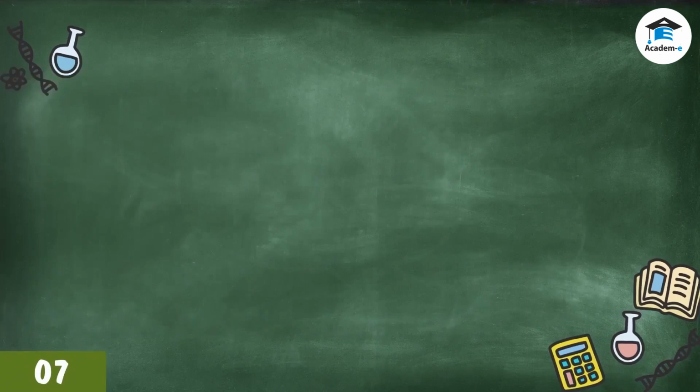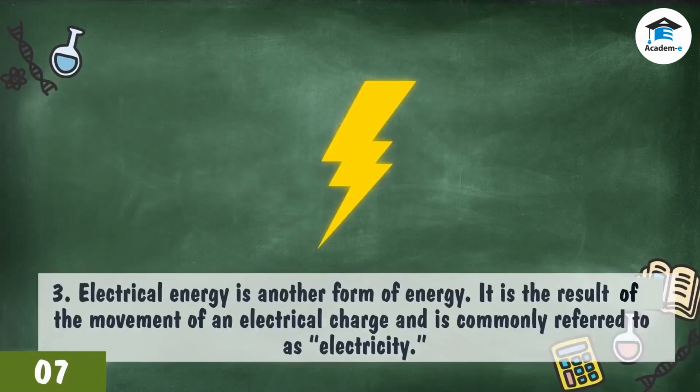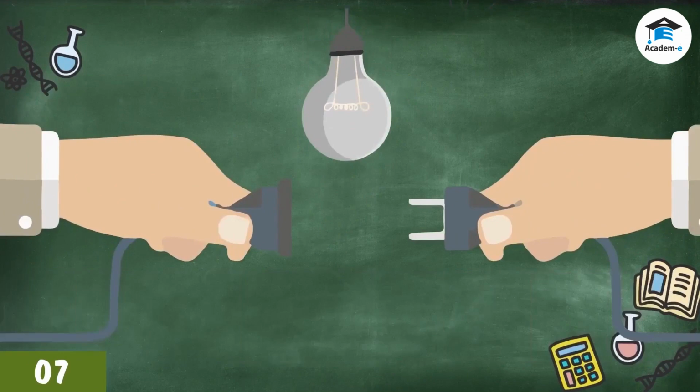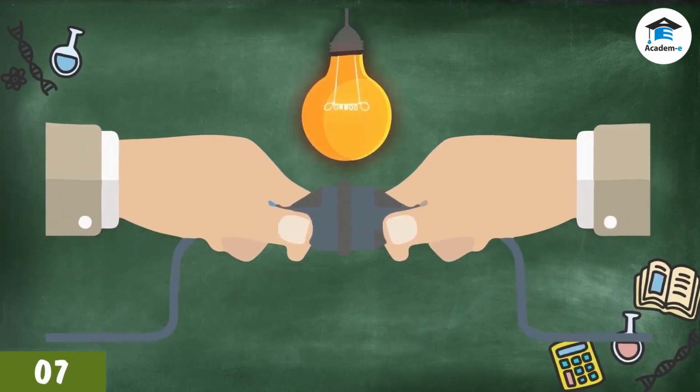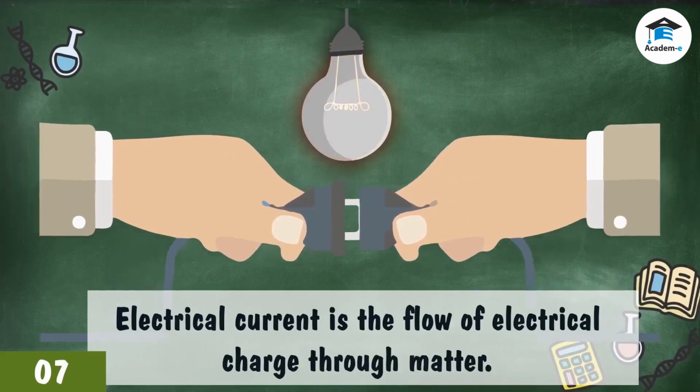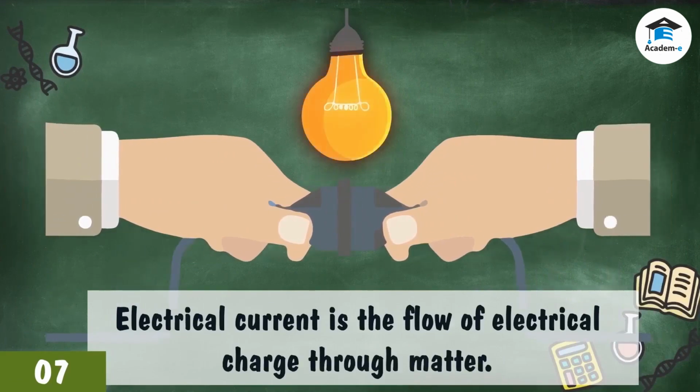The third form of energy is electrical energy. Electrical energy is another form of energy. It is the result of the movement of an electrical charge and is commonly referred to as electricity. Electrical current is the flow of electrical charge through matter.